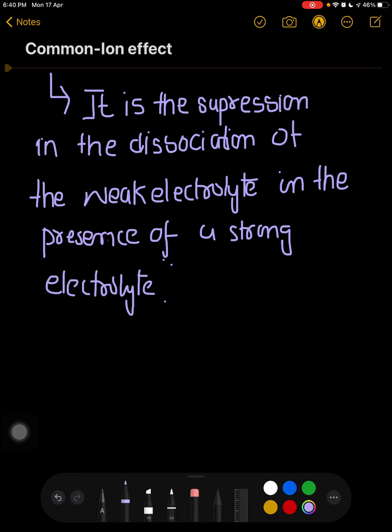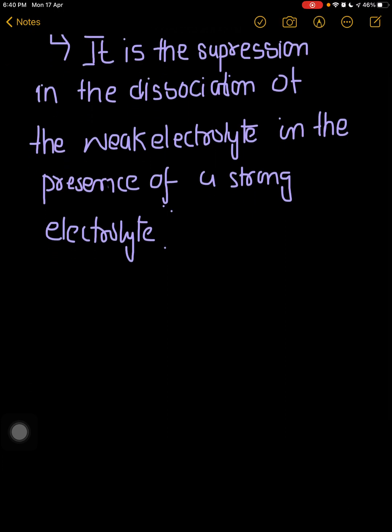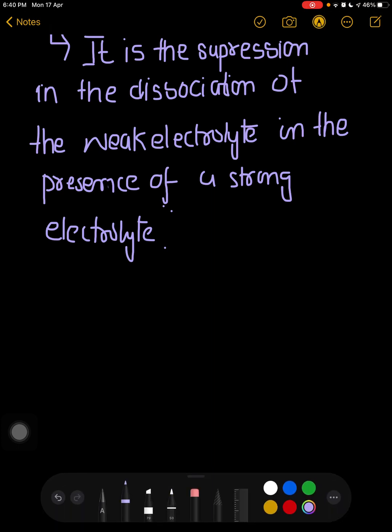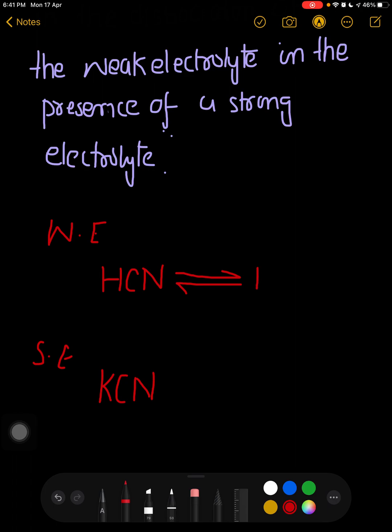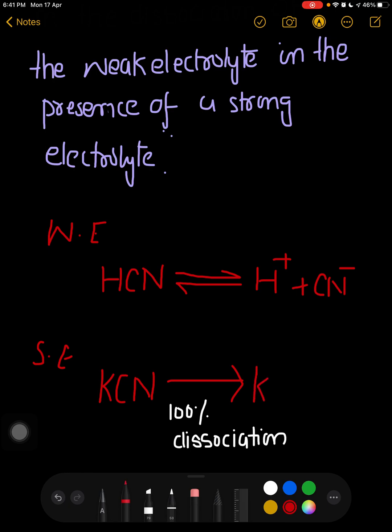Right. So basically, let's look into an example. There will be suppression in the dissociation of a weak electrolyte in the presence of a strong electrolyte. Consider that we have a weak electrolyte, which is hydrogen cyanide, and a strong electrolyte, which is potassium cyanide, right? As hydrogen cyanide is weak, there will be an equilibrium, H positive plus CN negative, while here there will be 100% dissociation, and K positive plus CN negative will be formed over here, right?